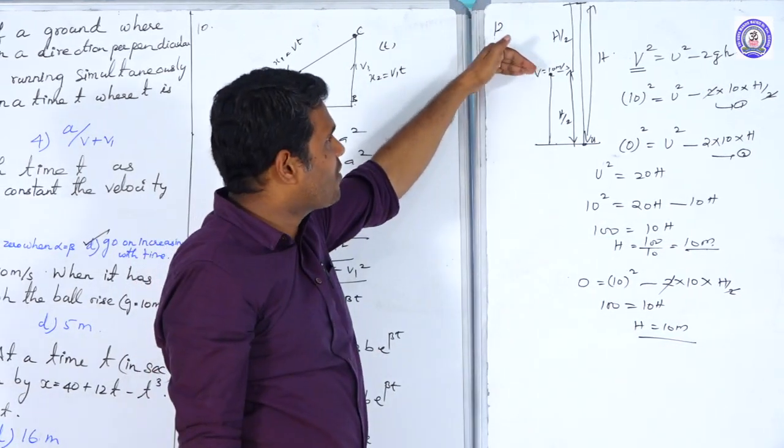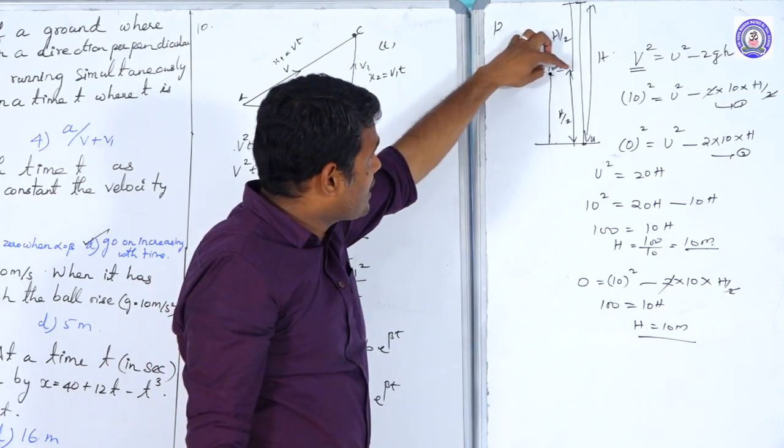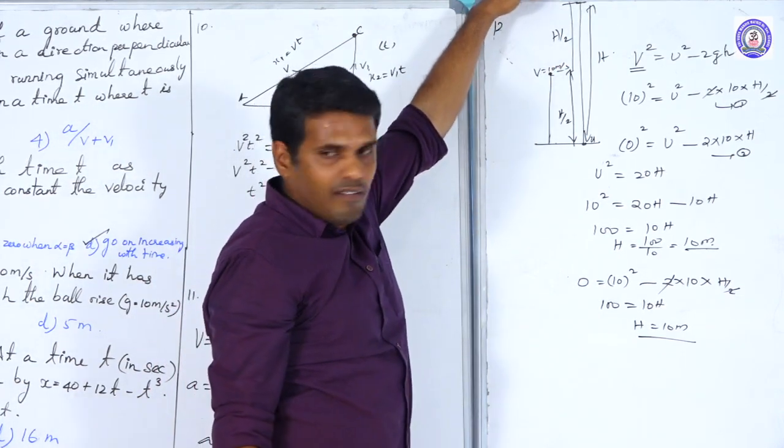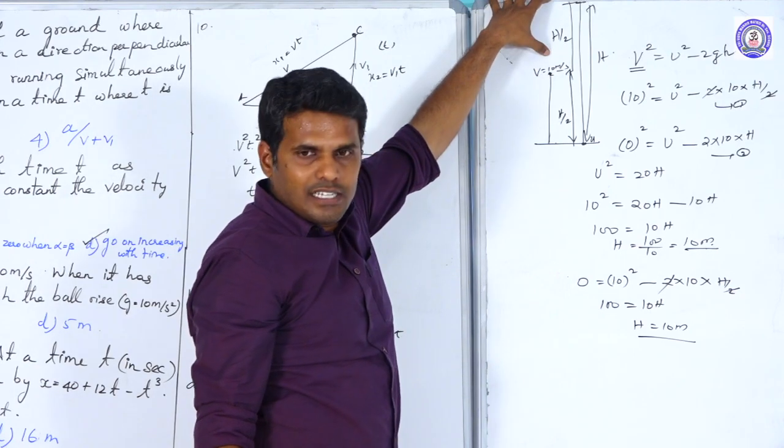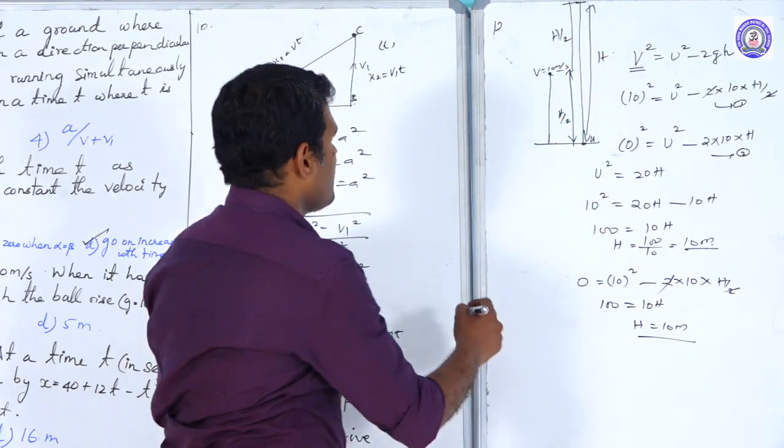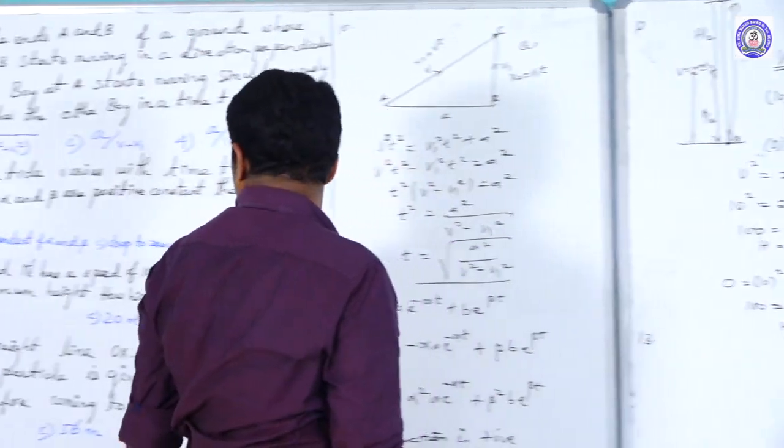The only idea is that if you start from this point of motion, you have to consider this as the initial velocity, final velocity is 0, distance traveled is h by 2. That's all. Then question number 13.